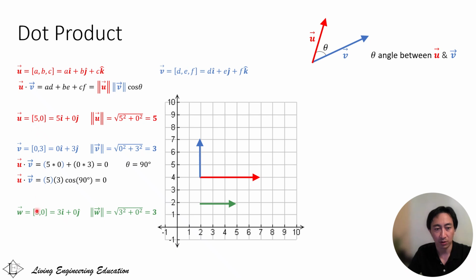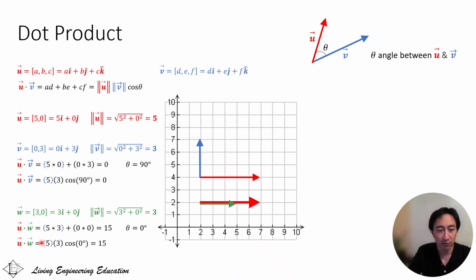So we get 5 times 3, 15, plus 0 times 0, 0. So it's going to give us a dot product of 15. The angle, and I chose a thicker red vector line just so that we can see the two vectors lying on top of each other, the angle between these two, because they're parallel, is 0 degrees. So if I use this equation now, the magnitude of the u vector is 5, the magnitude of the w vector is 3, cosine of theta, 0 degrees, is equal to 1. So 5 times 3 times 1 gives me 15, which matches right here.